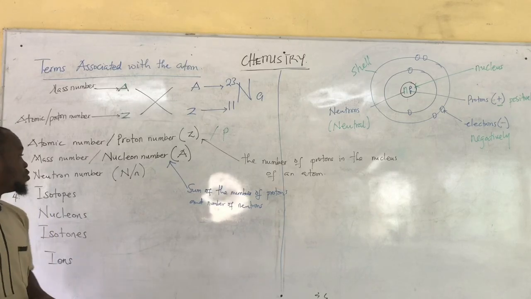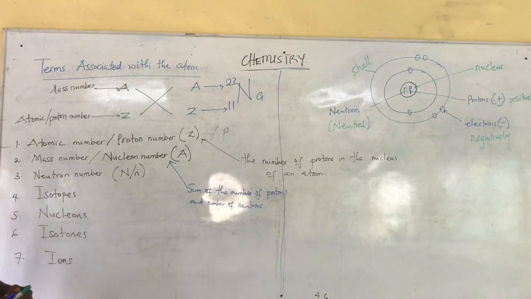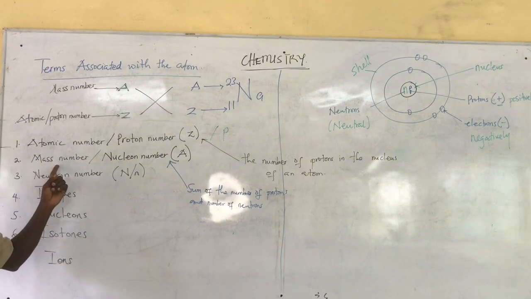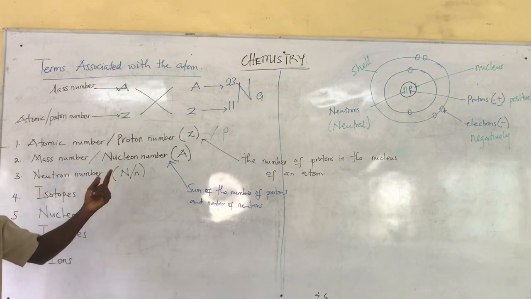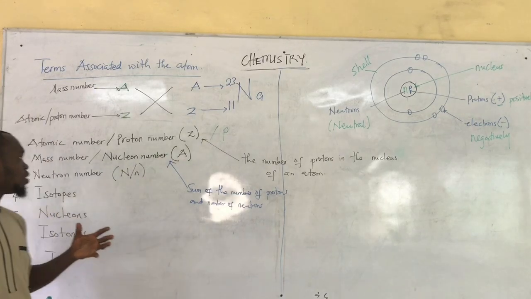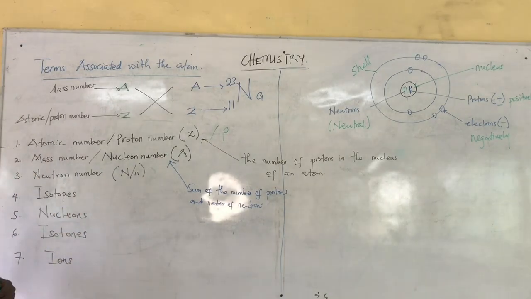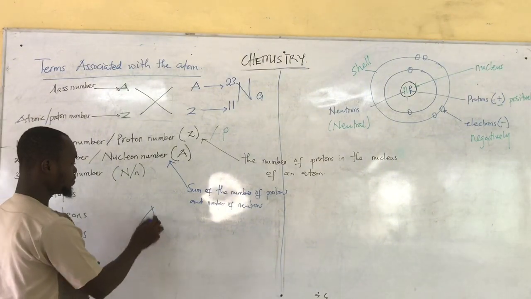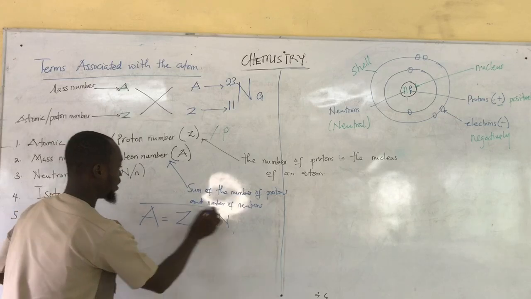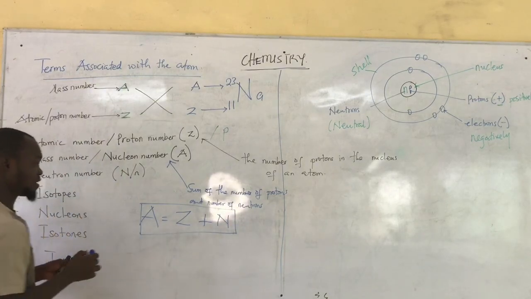So the mass number is also known as the nucleon number because the nucleon talks about the protons and neutrons in the nucleus of an atom. So in place of the mass number, we can also say the nucleon number. And it's denoted by the variable capital A. How do we calculate the mass number? We use this relation: A is equal to Z plus N.